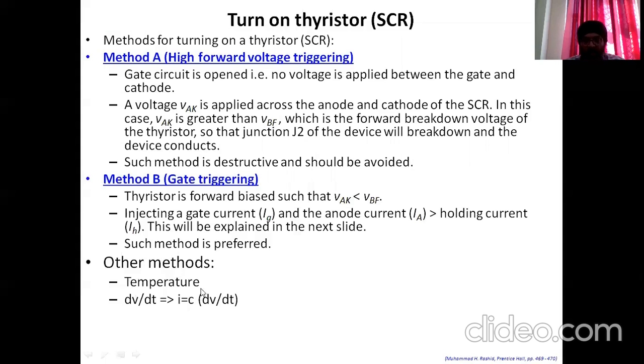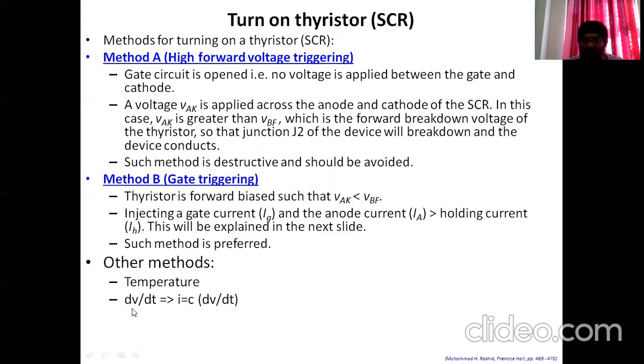Another method is the temperature-based method. We increase the temperature of the device and the charge carriers start to flow, breaking all the junctions, and the thyristor starts to conduct. But this is a destructive way of triggering or turning on the SCR.